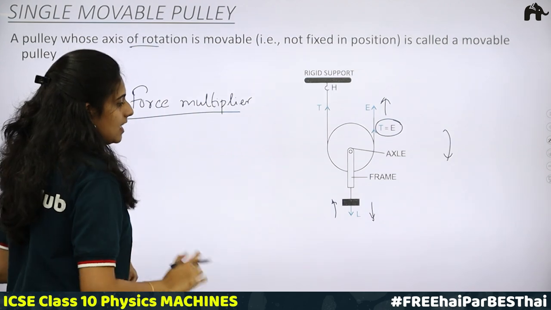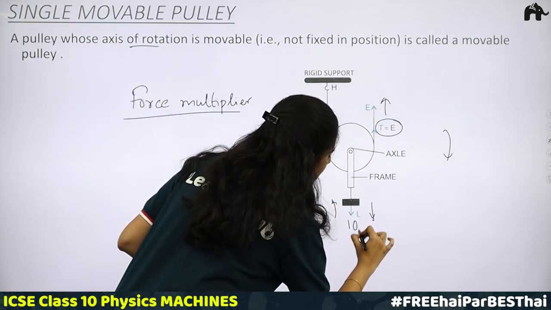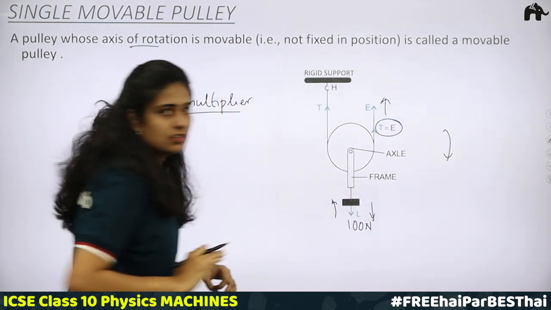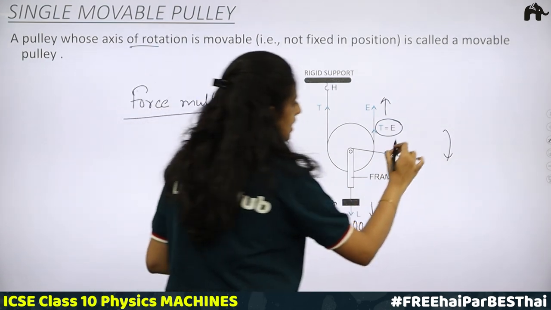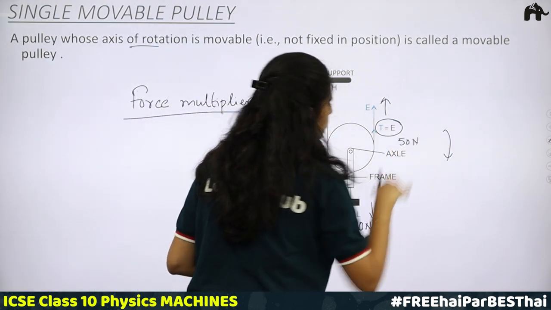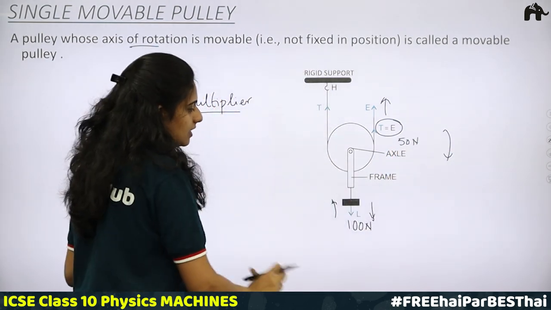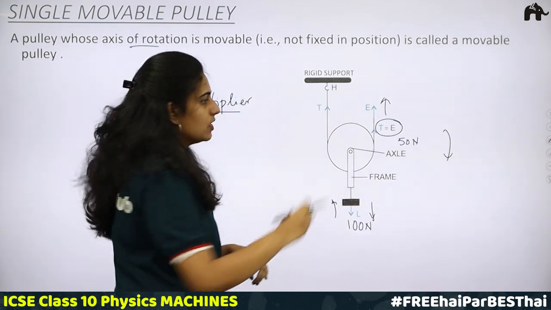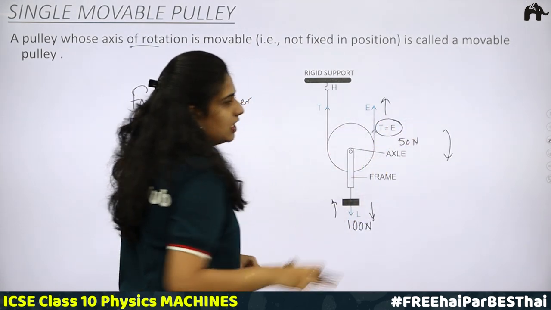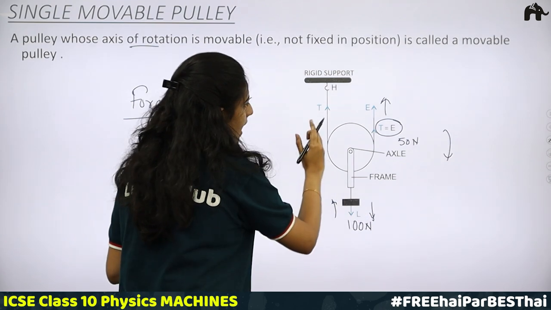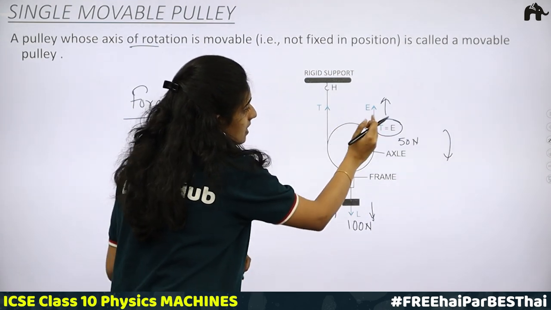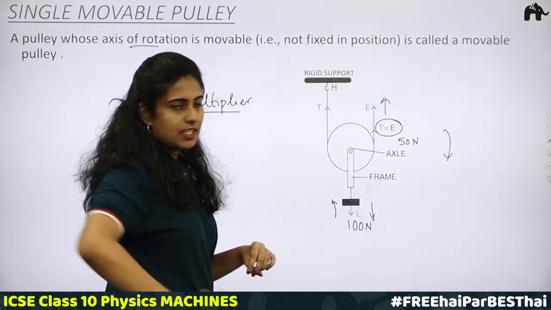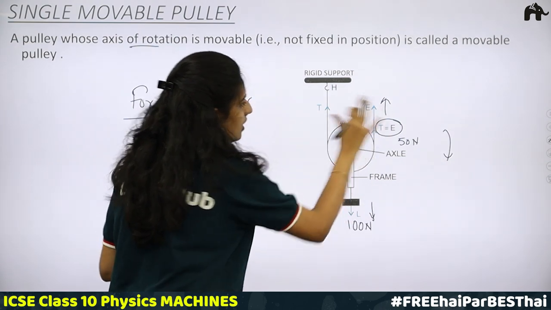Now, let's see. Here, if you have to lift a 100 Newton load, you just need to apply 50 Newton force. I'll be explaining this. To lift 100 Newton load, you will just have to apply a force of 50 Newton, because this load will be acting in both these directions. That is, in both these ropes, tension will be created. And this tension will be equally distributed.